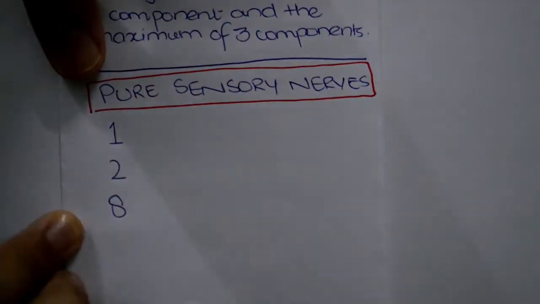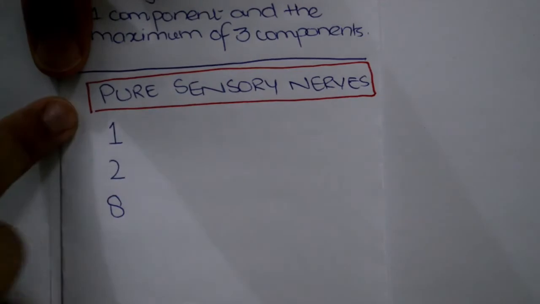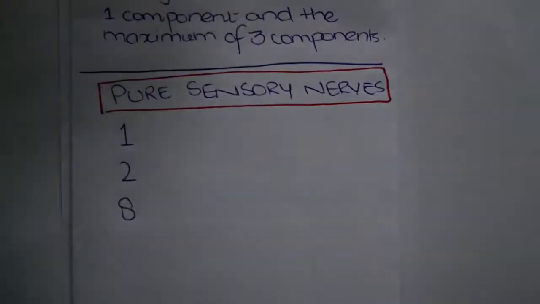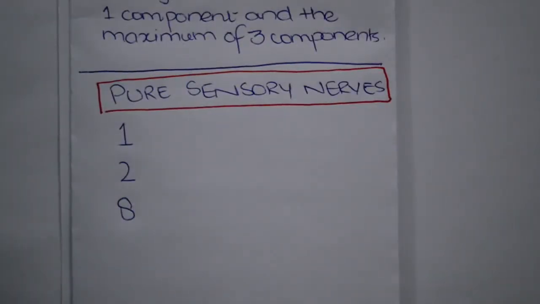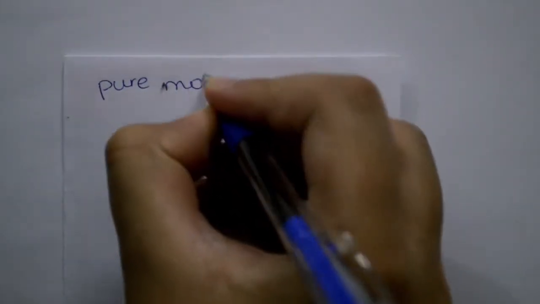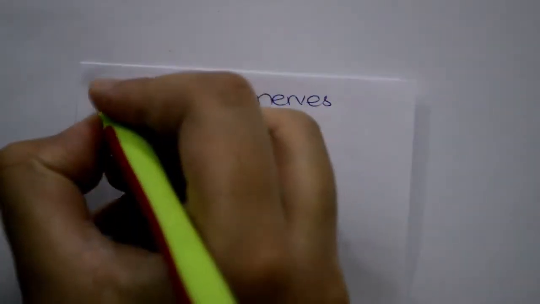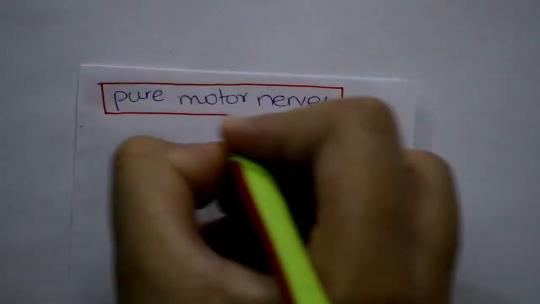Now moving back to where we were, we have 3 pure sensory nerves, that are the cranial nerve 1, the cranial nerve 2, and the 8th cranial nerve. So let's move on to the pure motor nerves. So the pure motor nerves, you also have to remember these.